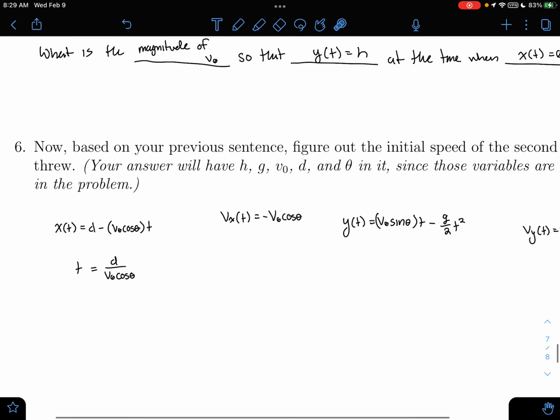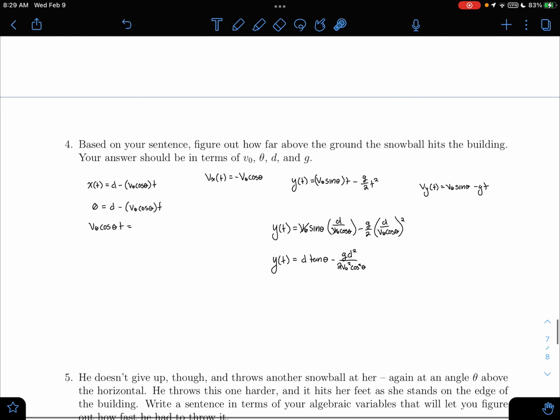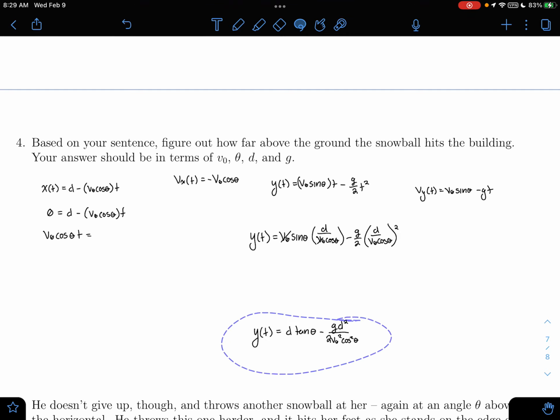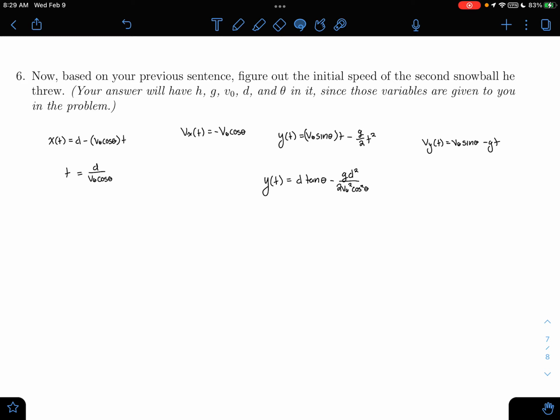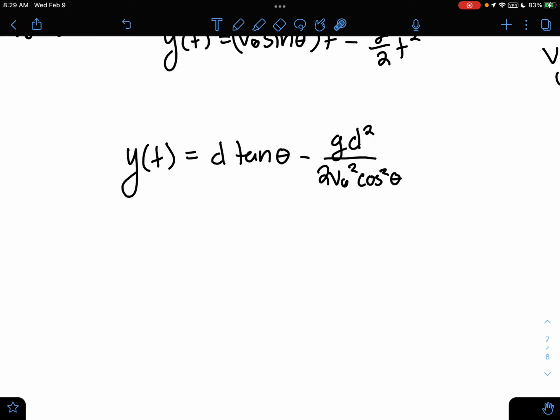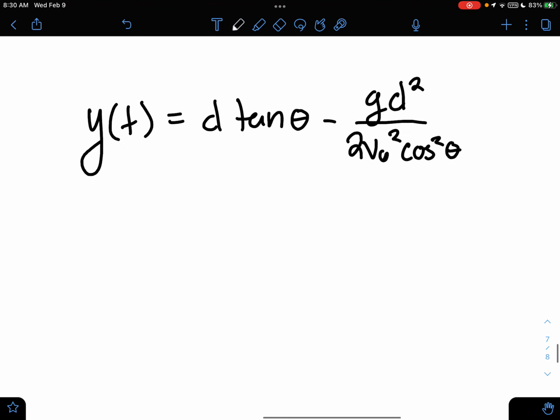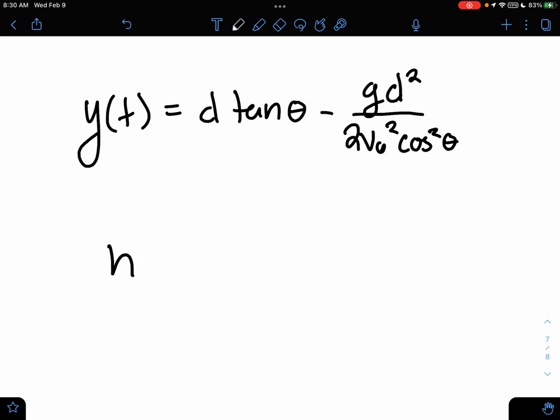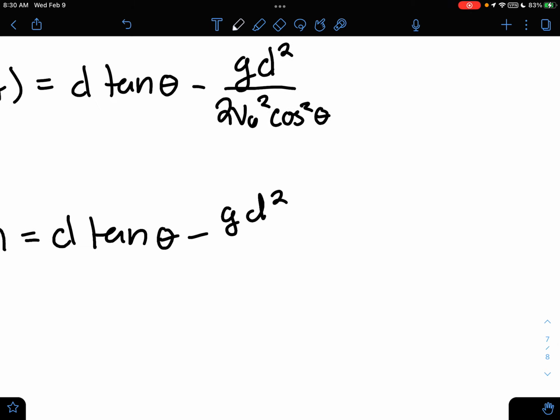Now we're going to plug this into our y of t equation, the same thing that we just did. We're going to plug it in and simplify it, so it simplifies down to this. But now, instead of this being our answer, we're solving for v naught, which we don't know. So now we plug in h for y of t, because that's our other condition. So h equals d tan theta minus g d squared over 2 v naught squared cos squared theta. And now we solve this monstrosity for v naught.